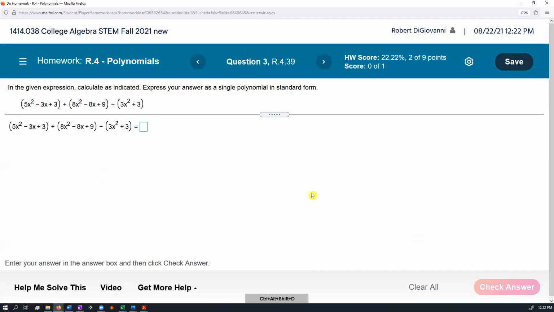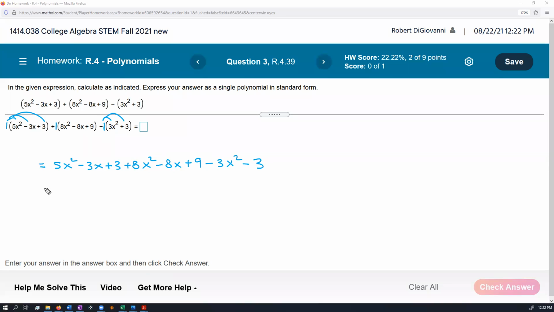Next one. Now we have 3 terms, so we've got to distribute through here. There's nothing in front of the first parentheses, so that's really a 1. There's a plus in front of this, so it's really just a 1. And then this negative is like a -1, so it's going to change the signs here. But everything else, when we go through with the 1, nothing changes. So 5x squared minus 3x plus 3. And then we have plus 8x squared, and then minus 8x plus 9. And now the changing of those signs in the last 2, so minus 3x squared and -3.